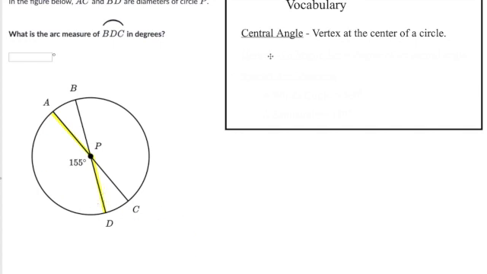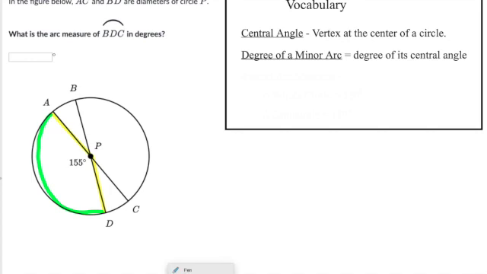And the next one is the degree of a minor arc, and that equals the degree of its central angle. So if I wanted to find out an angle in this one, I know the central angle, so I know that this arc right here has a measure of 155 degrees. So let's just put that in: 155 degrees. So that arc has 155 degrees.